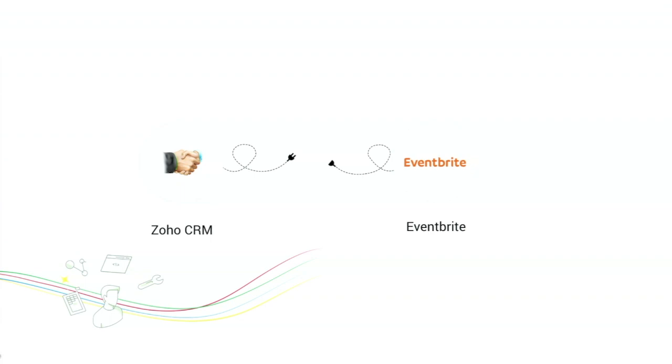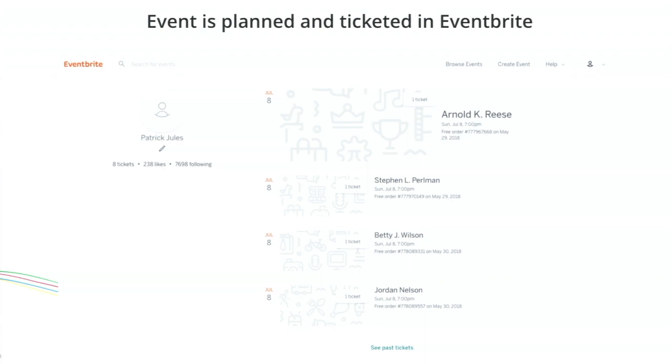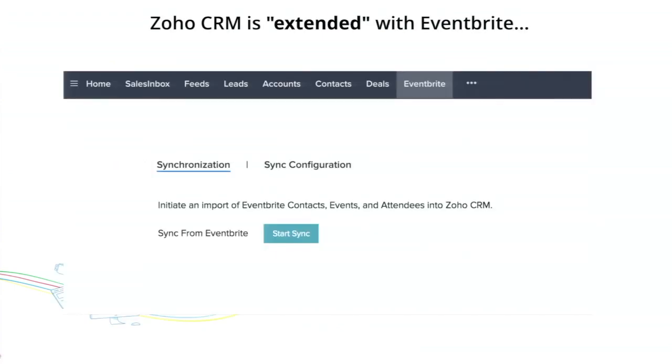So how would you do this? This is actually a screen. Maybe it's not that clear. It's an Eventbrite screen. All you need to know is, don't worry about the details. You're planning the event there, you're ticketing the event there, and you're knowing who's coming there. So here's an example of how Zoho CRM is extended with Eventbrite.